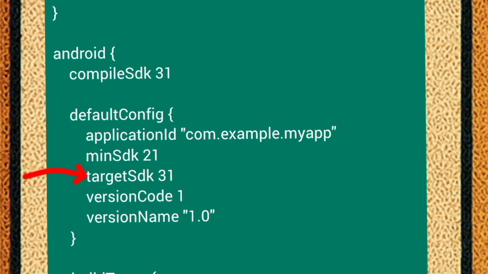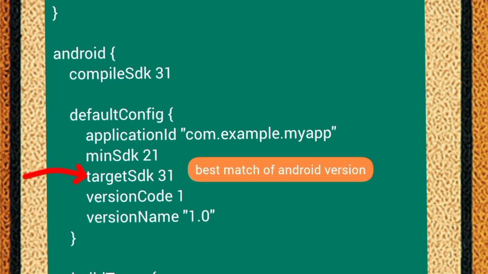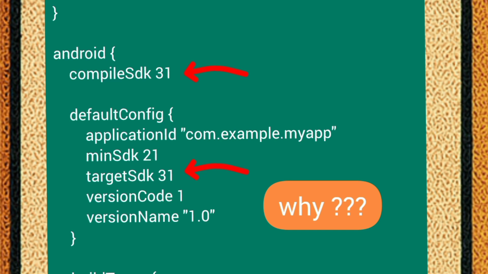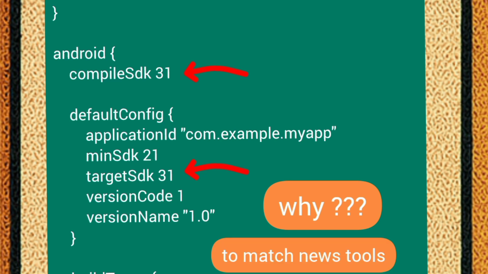Target SDK 31. This also doesn't mean the app is only for Android 12. It means best match of Android versions. Usually, your target SDK is the same as your compile SDK. Why? Because you're building the app with the latest tools, and you're saying, I know how Android 12 behaves, and if there are new restrictions or permissions, my app is ready for that.